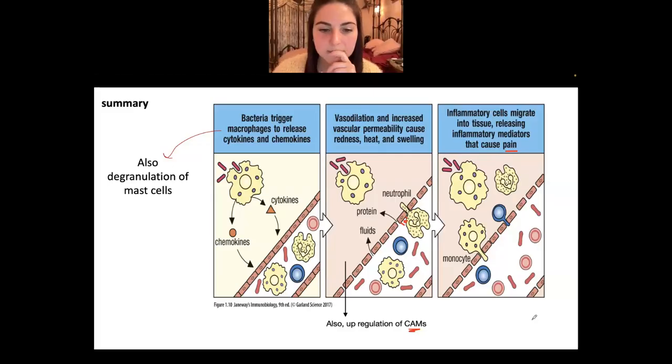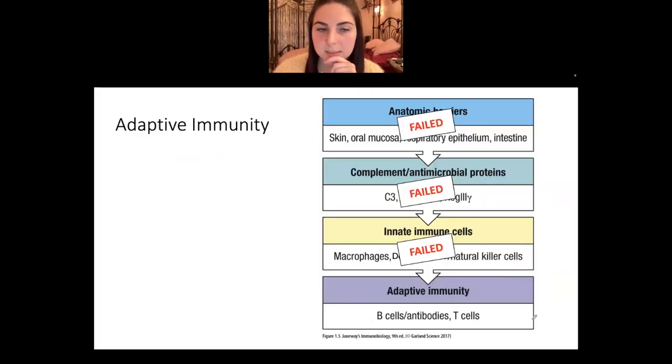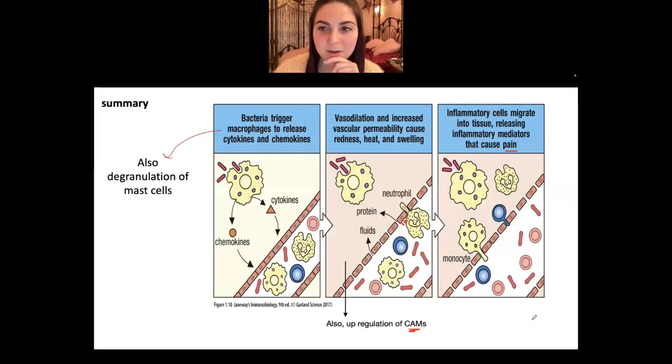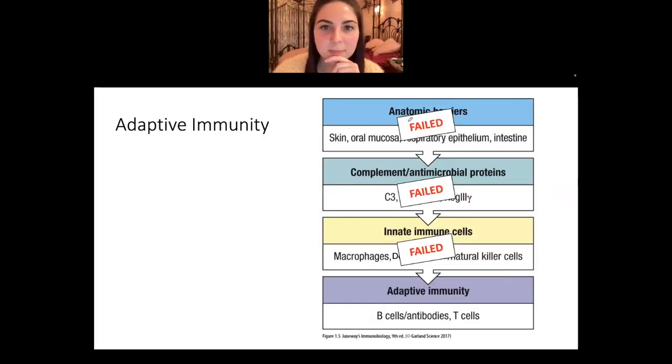Okay. Make sense? Innate immunity. We love it. This is what we just talked about: the anatomic barriers, your immune exclusion. We didn't talk about complement. We'll talk about it tomorrow, but that's another part of the innate immune system. And then all these innate immune cells, including activation of inflammation. All of these things basically have to fail to get the adaptive immune response, to get B cells and T cells to come to the area and take care of whatever's going on. So that's what we're going to talk about now, adaptive immunity.